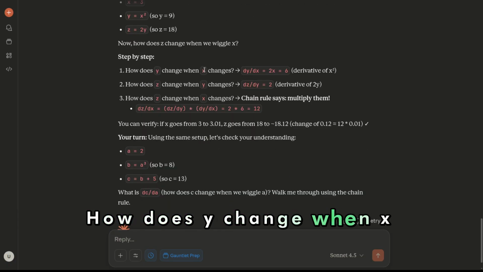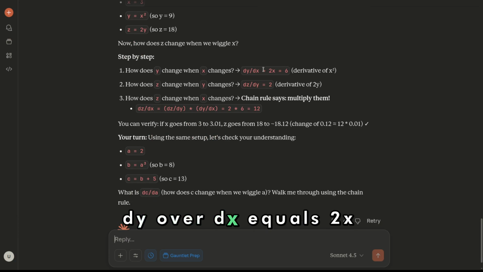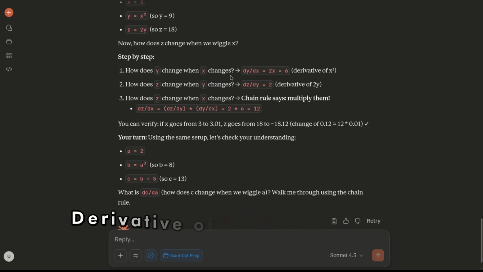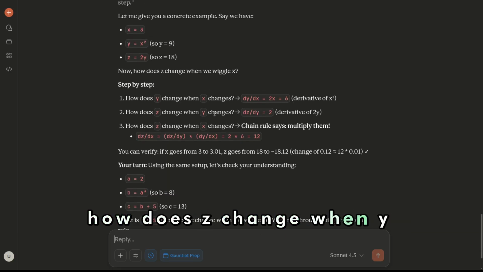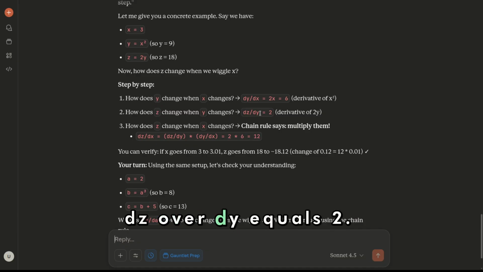How does y change when x changes? dy over dx equals 2x equals 6. How does z change when y changes? dz over dy equals 2.